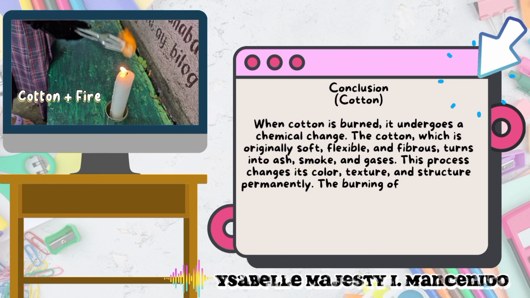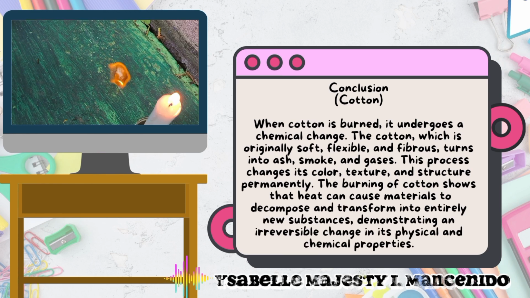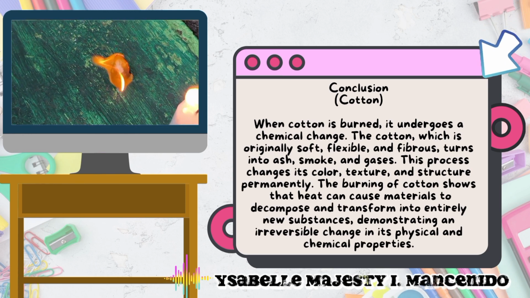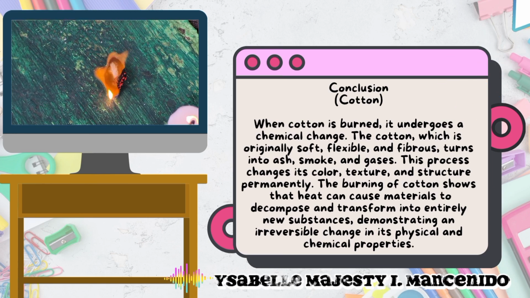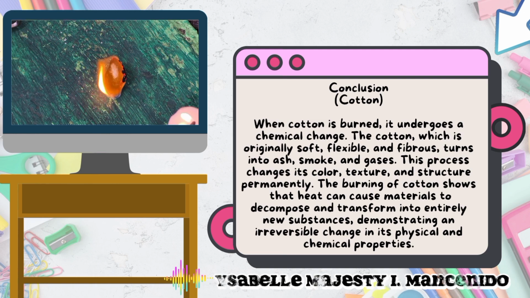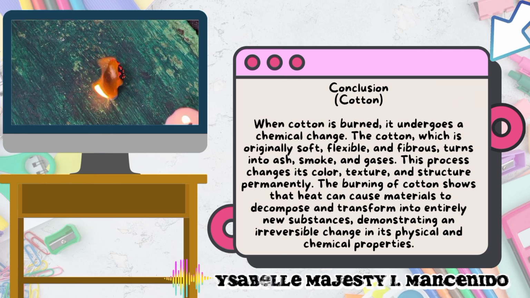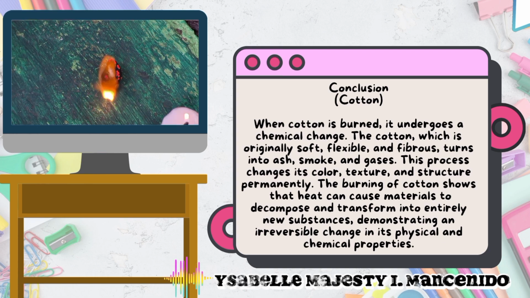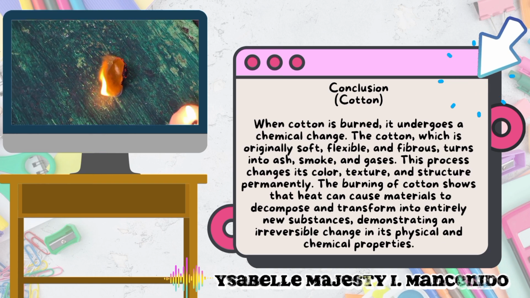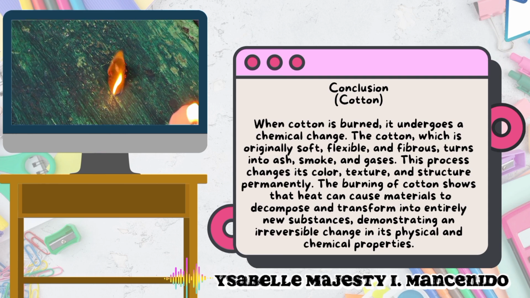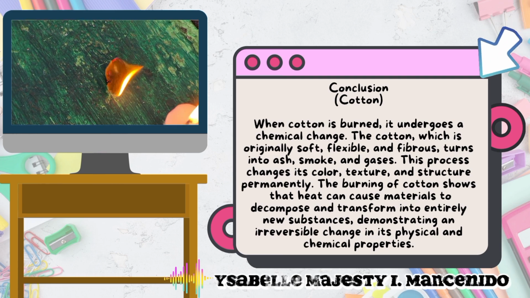When cotton is burned, it undergoes a chemical change. The cotton, which is originally soft, flexible, and fibrous, turns into ash, smoke, and gases. This process changes its color, texture, and structure permanently. The burning of cotton shows that heat can cause materials to decompose and transform into an entirely new substance, demonstrating an irreversible change in its physical and chemical properties.